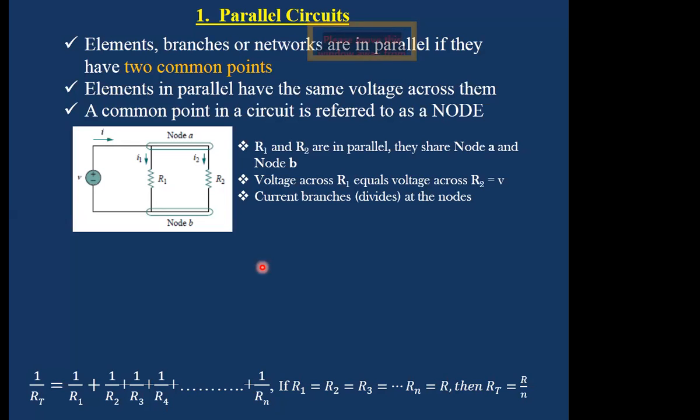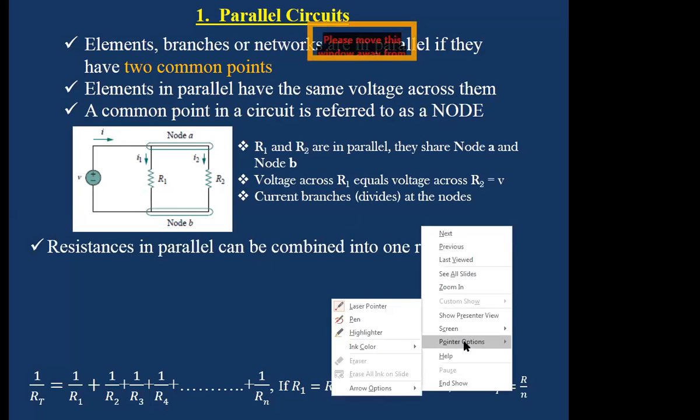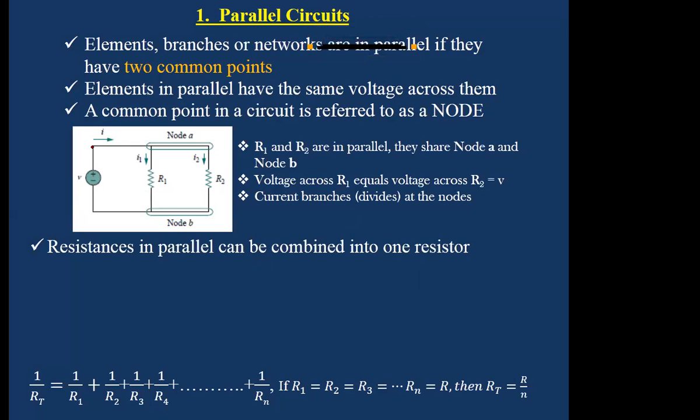Then current branches at the nodes. So what do we mean when we say current branches at the node? We are saying the current coming from the source is current I. As it reaches this point, it branches into this branch, and the other current goes into the other branch. So once you get at a node, you should know that the currents will branch. But now when the currents come to this node, they will again combine at this point to form the source current. So that should be known.